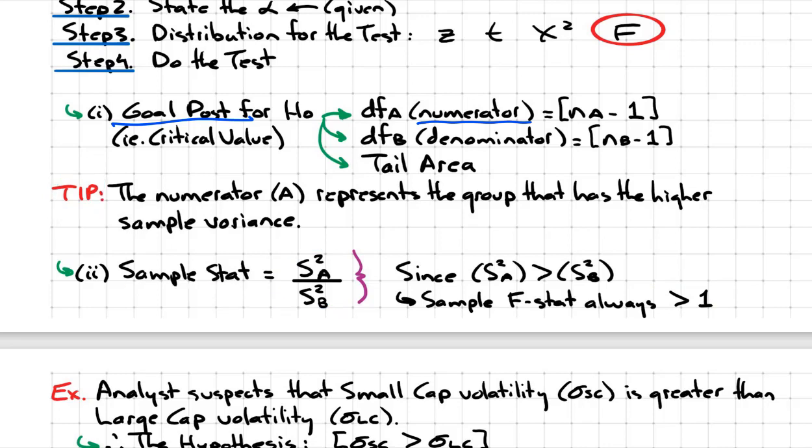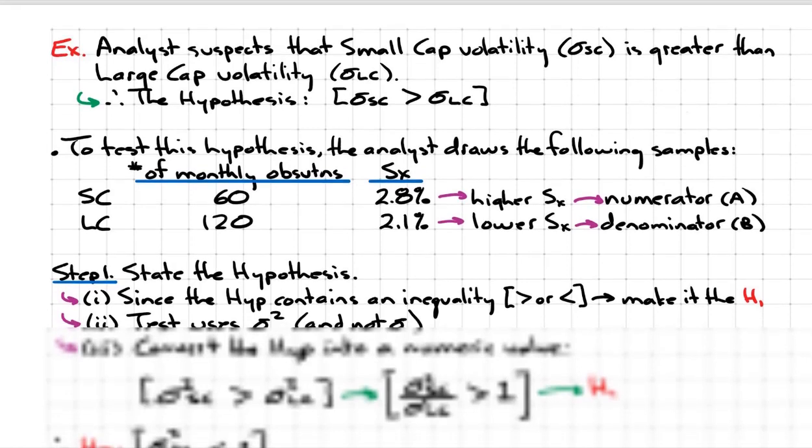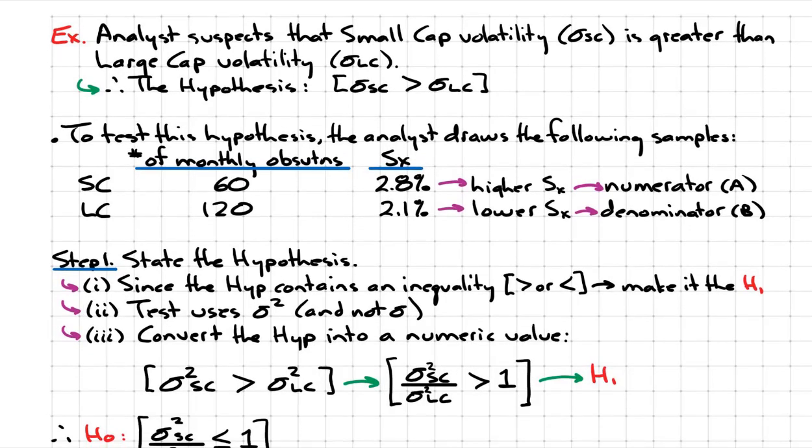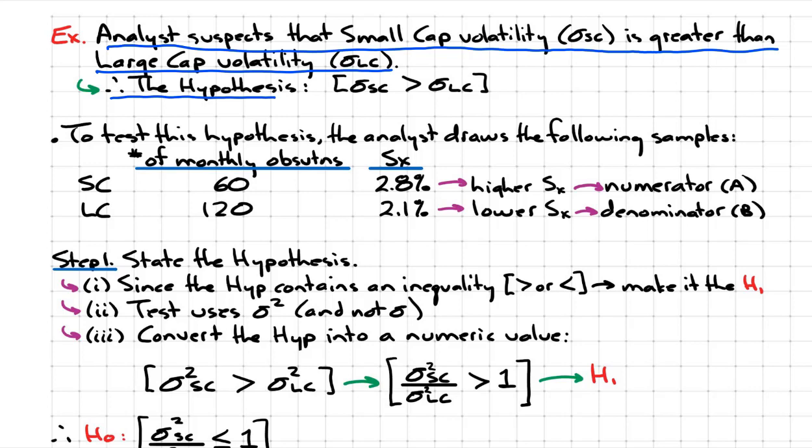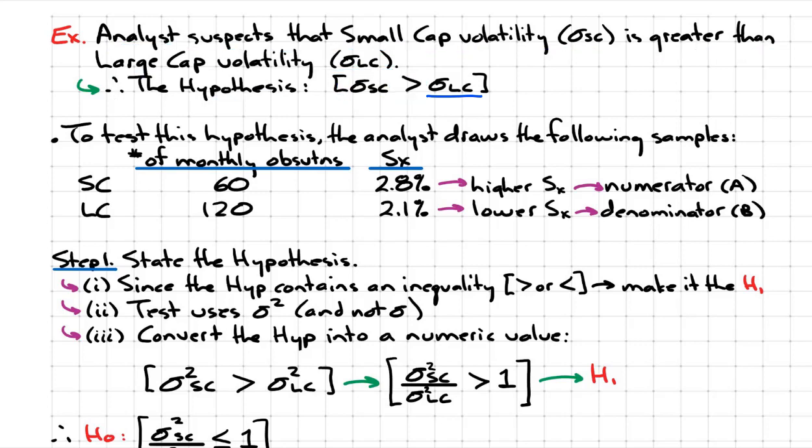So there's your framework, ladies and gentlemen. Now let's put it to use by looking at an example. Here we go. An analyst suspects that small cap volatility is greater than large cap volatility. So therefore, the hypothesis is that the standard deviation of small caps is greater than the standard deviation of large caps. So let's just stop there for a quick second.